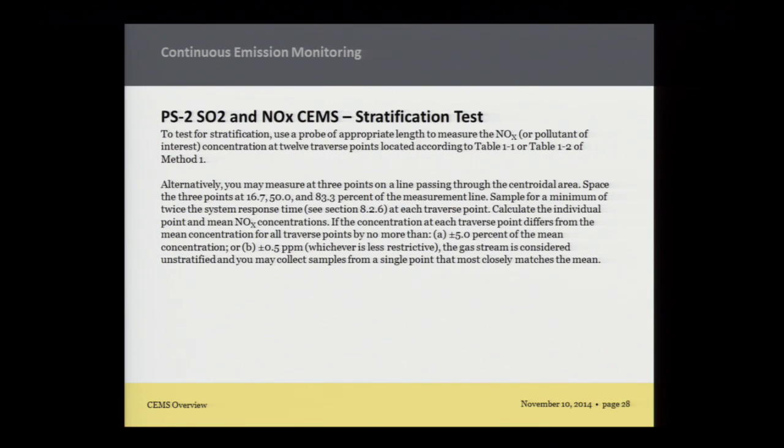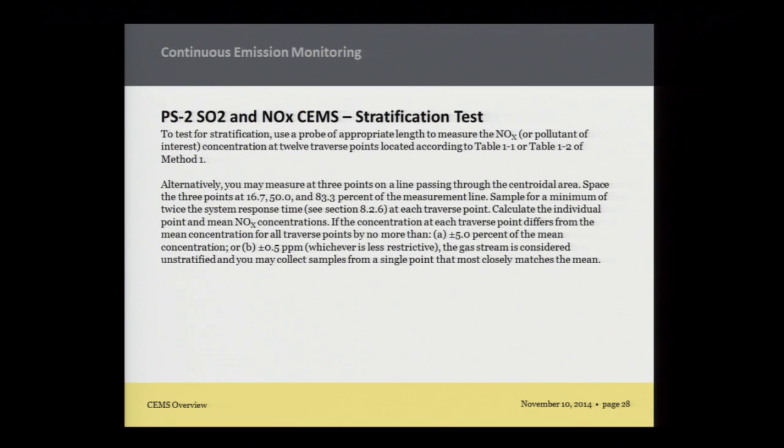It uses a probe of appropriate length to measure the NOx or pollutant of interest, because remember this is Performance Spec 2. Concentration at 12 traverse points located according to Table 1.1 or Table 1.2 of Method 1. And so I didn't put the methods in the book, but if you go to this Performance Spec 2 in Table 1.1 or 1.2, you'll see what the points are there. And alternatively, you may measure 3 points on a line passing through the centroidal area, essentially at 16.7, 50, and 83.3% of the measurement line.